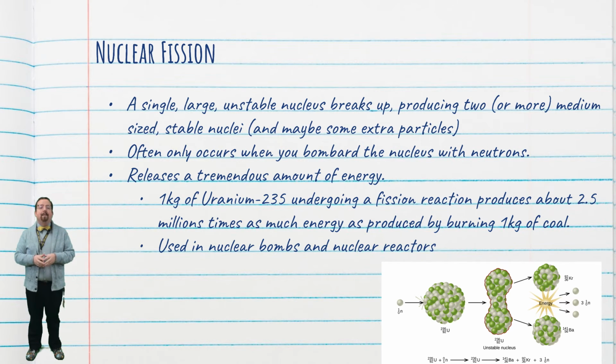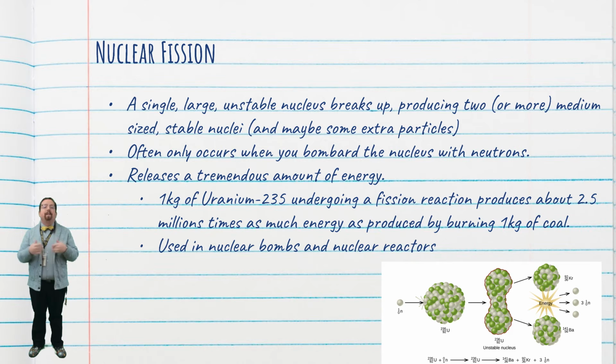There are two other types of nuclear reactions besides radioactive decay: nuclear fission and nuclear fusion. Nuclear fission is when a large, unstable nucleus breaks up into two or more small, medium-sized, stable nuclei. This generally only happens when you bombard or shoot the nucleus with neutrons. Fission releases a tremendous amount of energy.